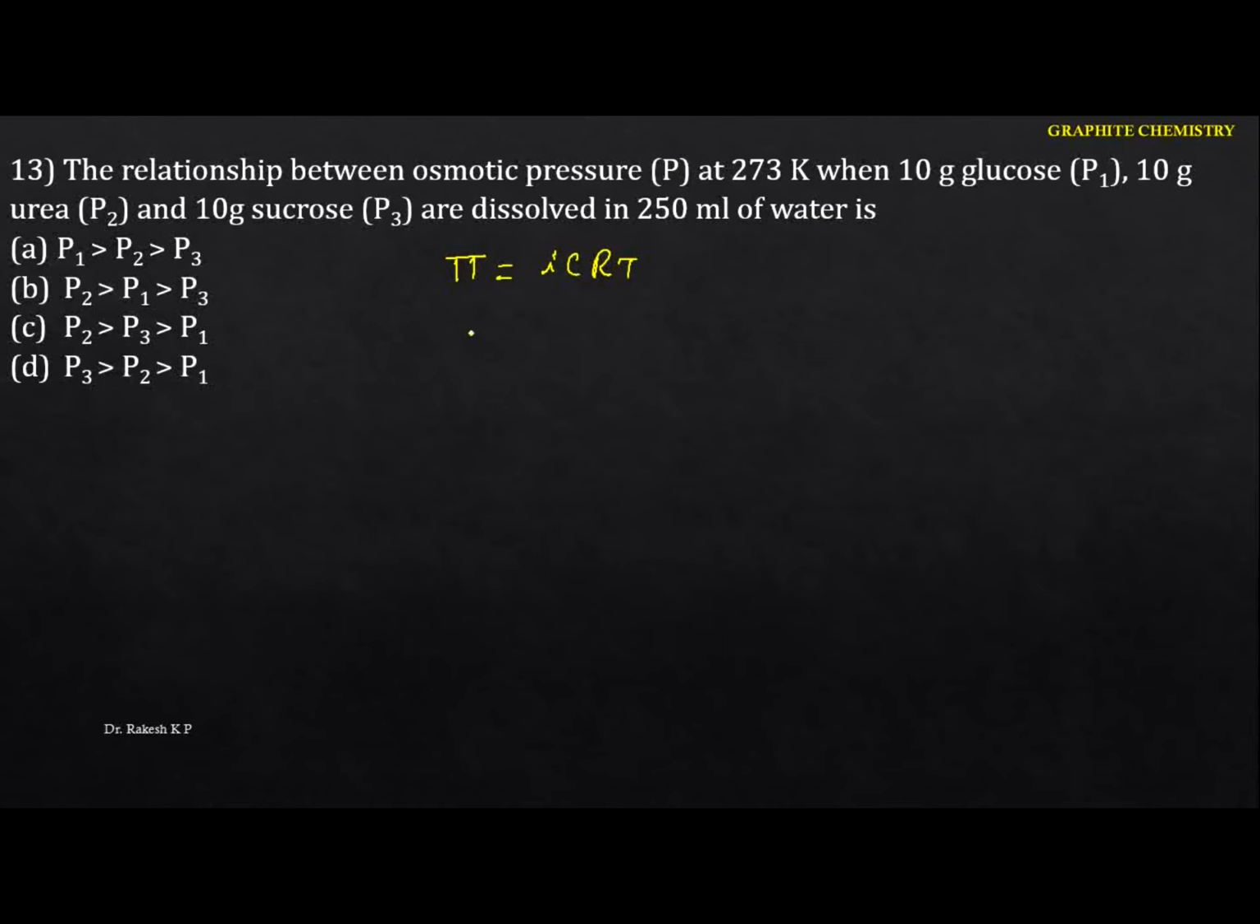If we expand the concentration term, that is π = i W2 RT divided by M2 V. But here, they are given glucose, urea, and sucrose. So that refers to non-electrolytes. It neither dissociates nor associates. Hence, the i value becomes 1. This one you have to remember.